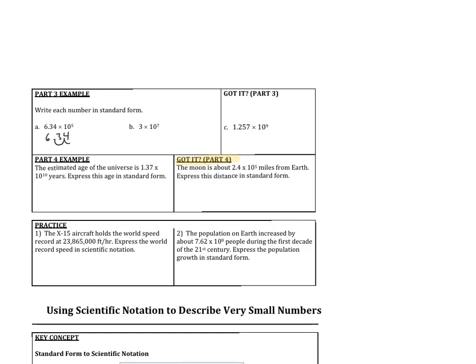So 1, 2, 3, 4, 5. Put zeros in the blank spaces. And there's my new number. 634,000 is my number. Why don't you guys try the next one? You can pause the video if you'd like.